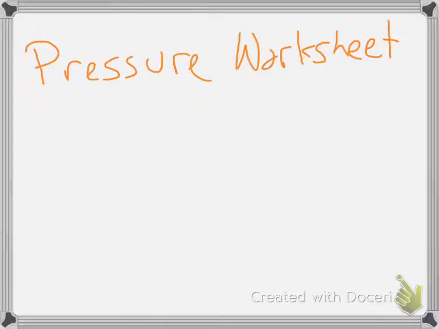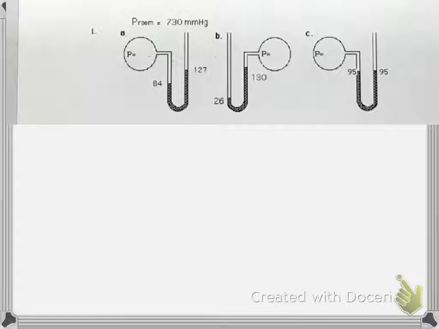In this video, we're going to be talking about pressure and pressure conversions. So on your pressure worksheet, you have some pictures of manometers. Now recall, a manometer is a tool used to measure pressure. We have a pressure pushing down on both sides of this liquid, which is mercury, and the mercury will rise in either direction depending on which pressure is stronger.